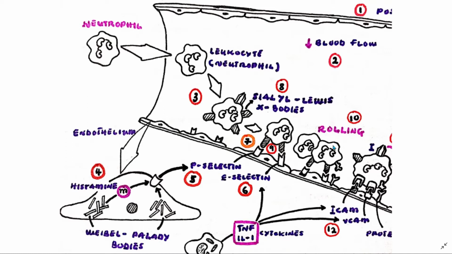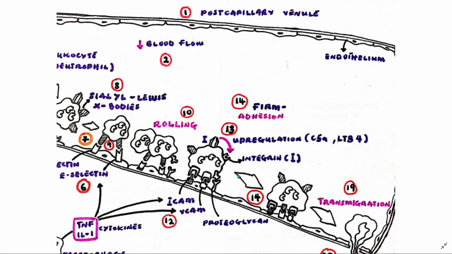Now, step 3 has to do with adhesion. And over here, cellular adhesion molecules ICAM and VCAM, or I cellular adhesion molecules and V cellular adhesion molecules, are upregulated on the endothelium by tumor necrosis factor and interleukin-1. On the other hand, integrins are upregulated on leukocytes by C5a and LTB4, or leukotriene B4. Interaction between the cellular adhesion molecules and the integrins subsequently results in the firm adhesion of the leukocytes to the vessel wall.